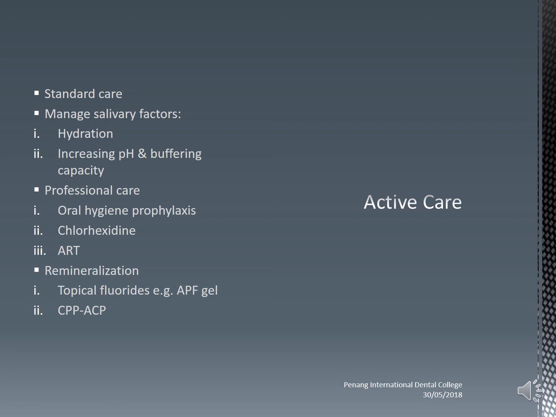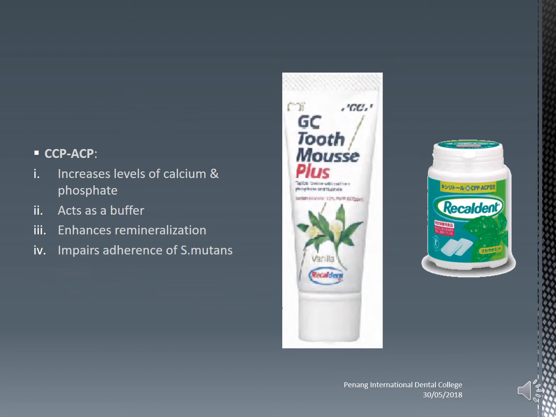Okay, focusing more on remineralization through topical fluorides, use of APF gel or CPP-ACP. These are examples of commercially available CPP-ACP, like Tooth Mousse or Recaldent gums. What this CPP-ACP does is that it increases the level of calcium and phosphate, so it acts as a buffer, enhances remineralization, and at the same time impedes adherence of Streptococcus mutans to the tooth surface.